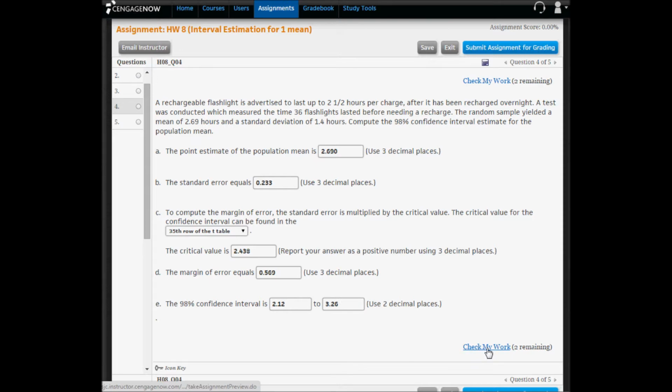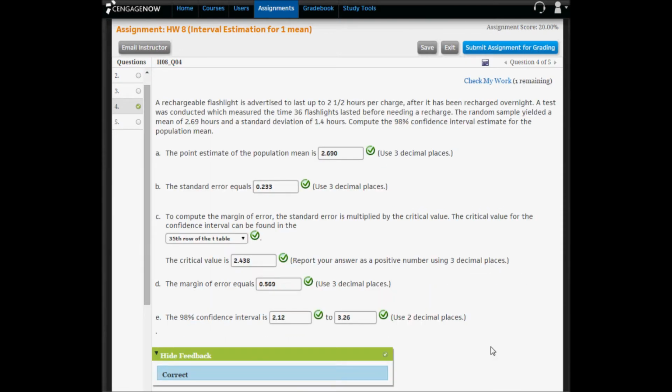And then I'm going to check my work, and we should get everything correct. And we do. The advertised claim of the flashlight lasting up to 2.5 hours, that value, 2.5 hours, is inside our confidence interval. So we are 98% confident that our advertised claim of 2.5 hours per charge is accurate.